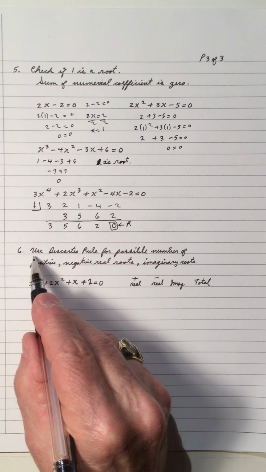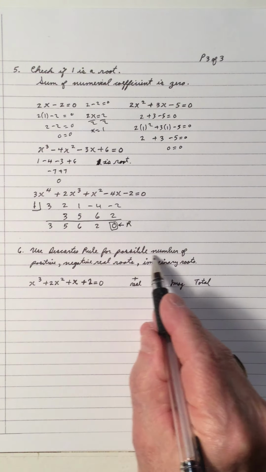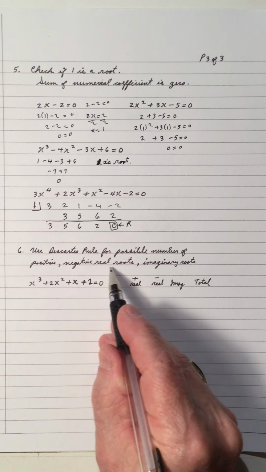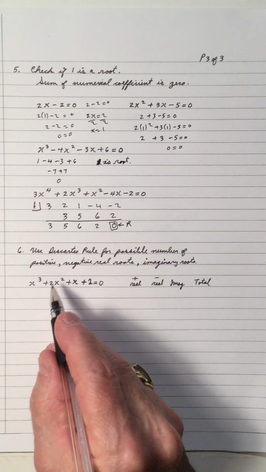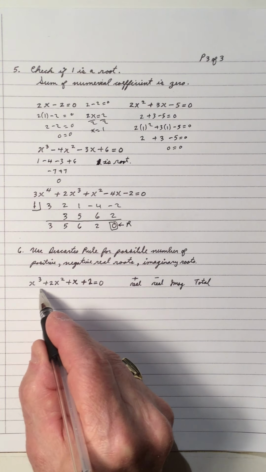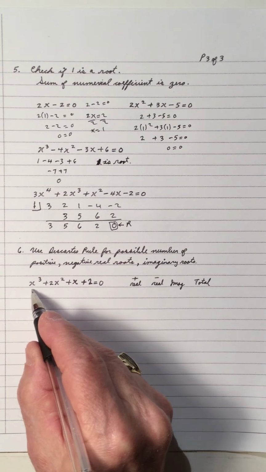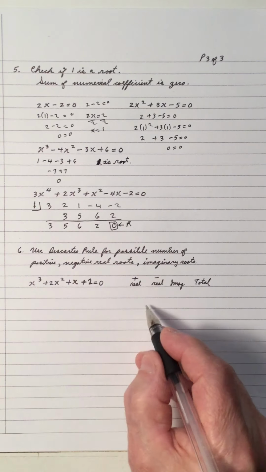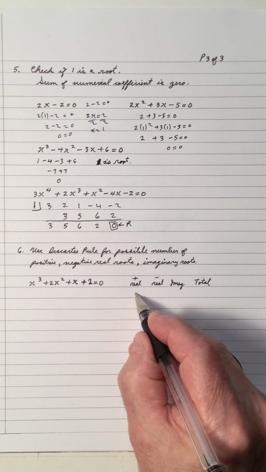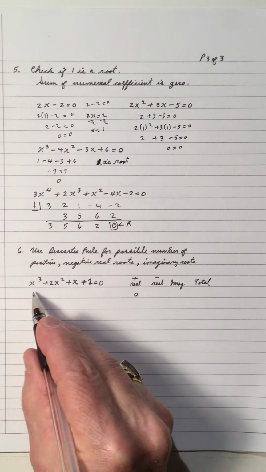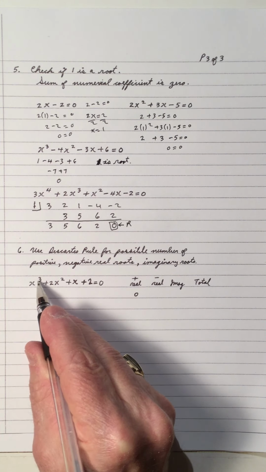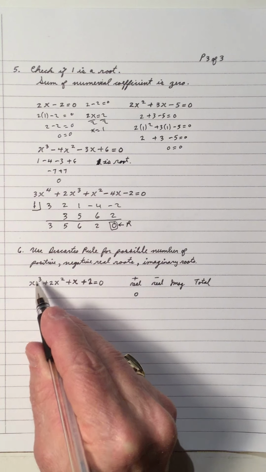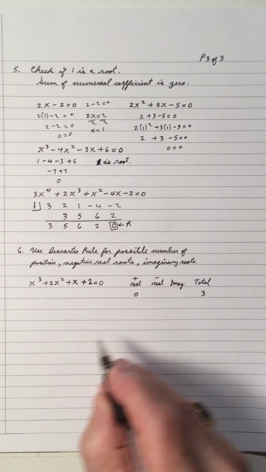And another thing I do is use the Descartes rule for the possible number of positive, negative, real roots, and imaginary roots. Well, let me see. Descartes rule. So let's look at this. Notice that there's no sign changes. So in terms of reals, there's no positive real roots. So we got 3 roots here. That's a 3, so the highest degree is 3. So there's 3 roots total.